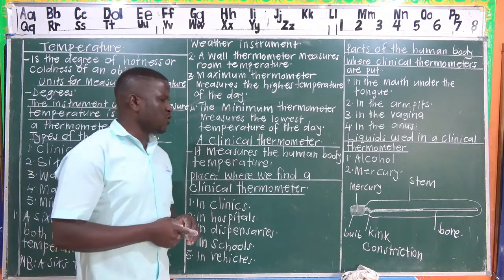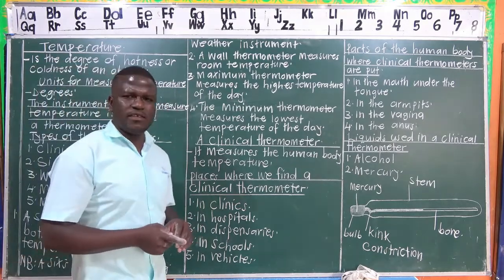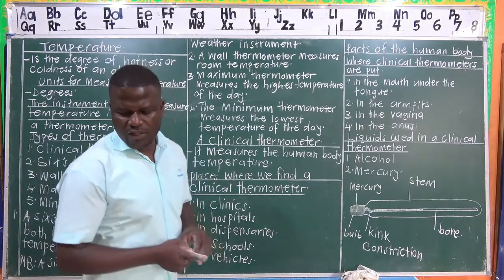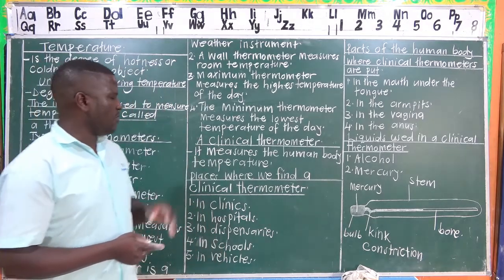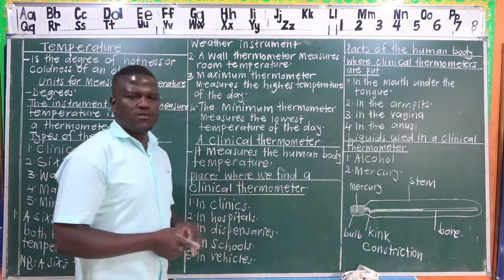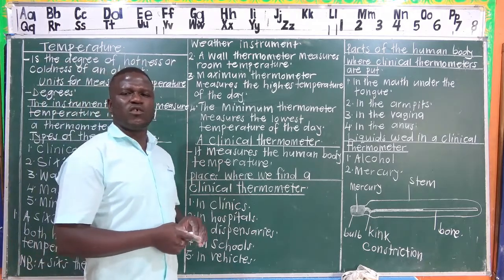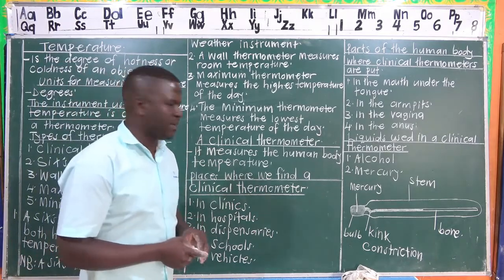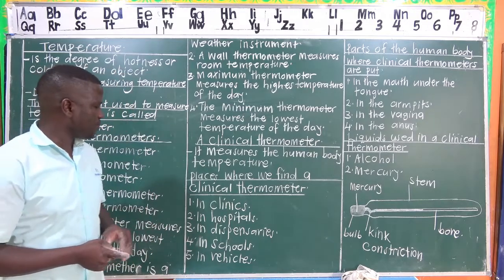Then we look at a clinical thermometer. A clinical thermometer measures the human body temperature. So if you go to the hospital and you take your body temperature, doctors usually use a clinical thermometer. This clinical thermometer is also known as a doctor's thermometer.